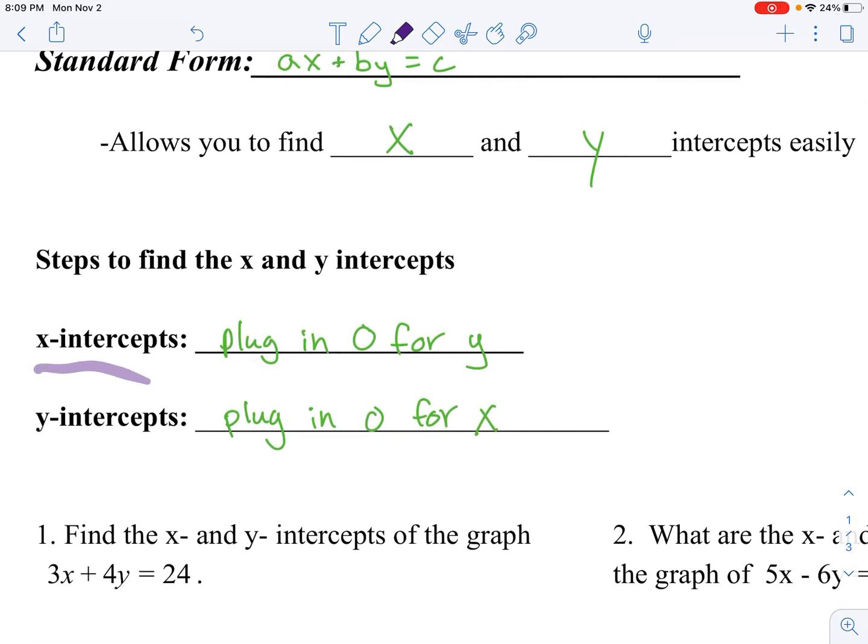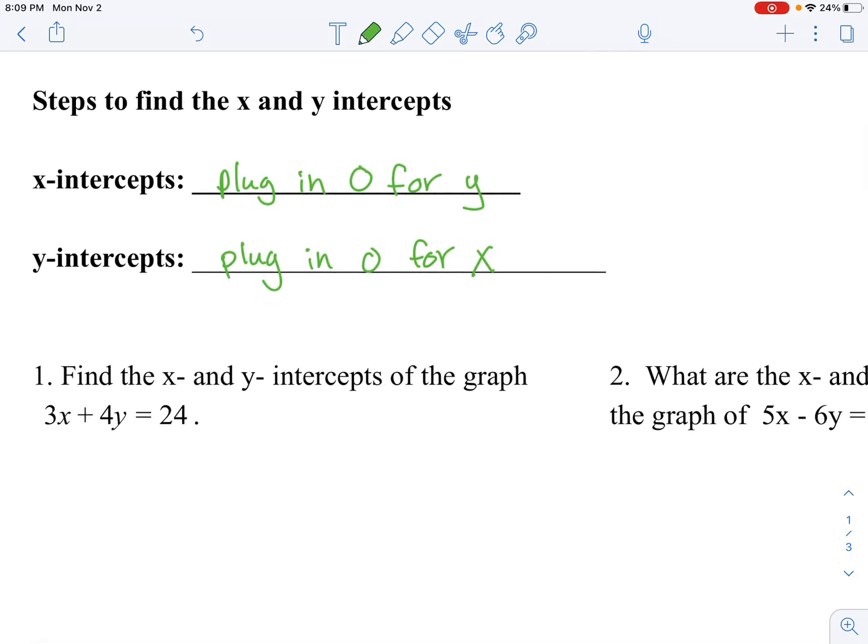So how do you find the X and Y intercepts? If you want to find your X intercept, all you have to do is plug 0 in for Y. If you want to find your Y-intercept, all you have to do is plug in 0 for X. And that's basically it.